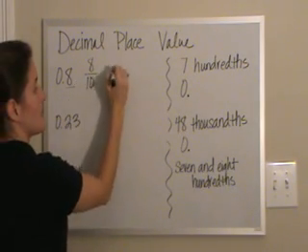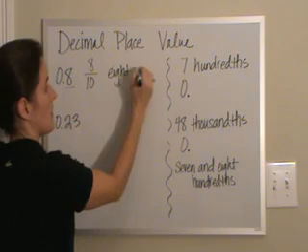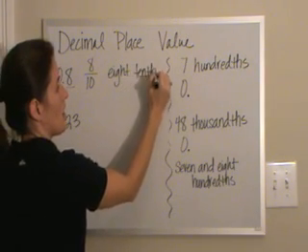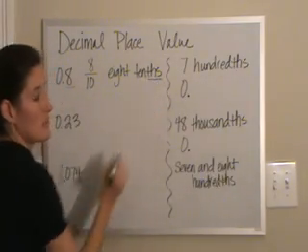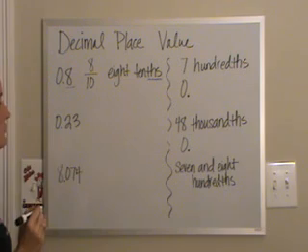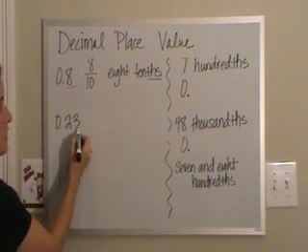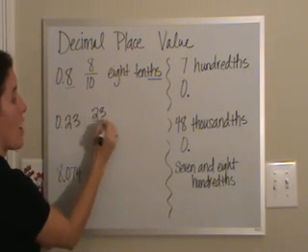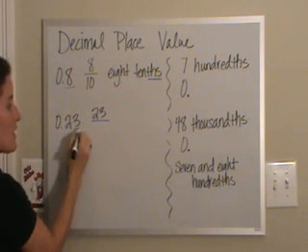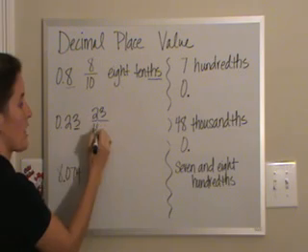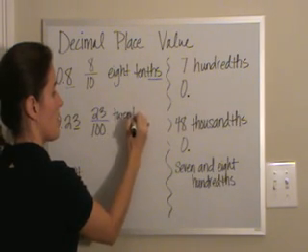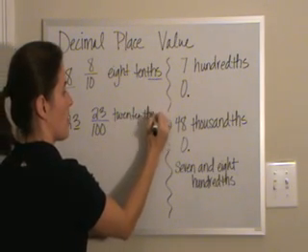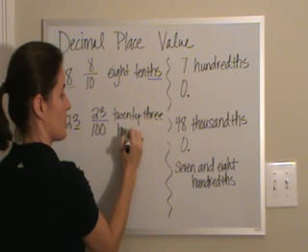So this decimal is 8 tenths. Now all place values behind the decimal end in THS, so that's a good hint for next time. This next one is 23. So it's going to be 23 out of, since the 3 is in the hundredths place, it's 23 out of 100. So we would write that 23 hundredths.